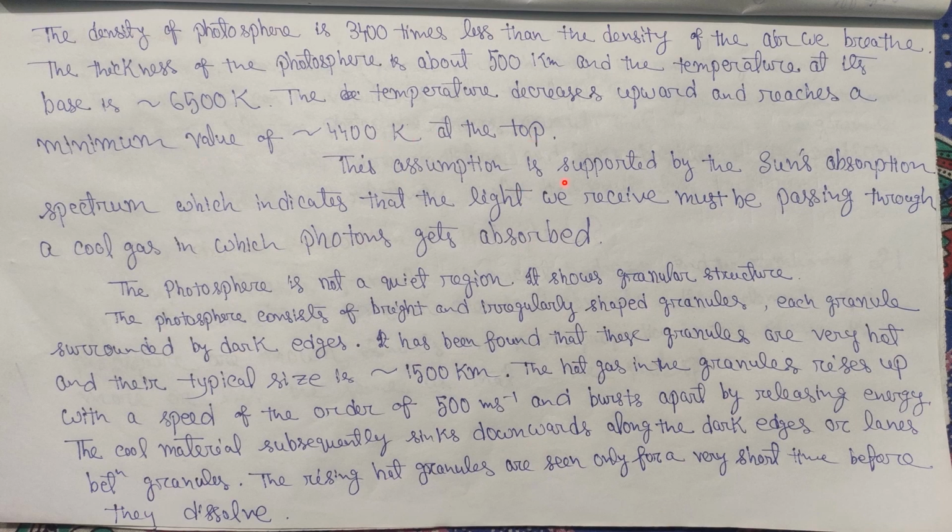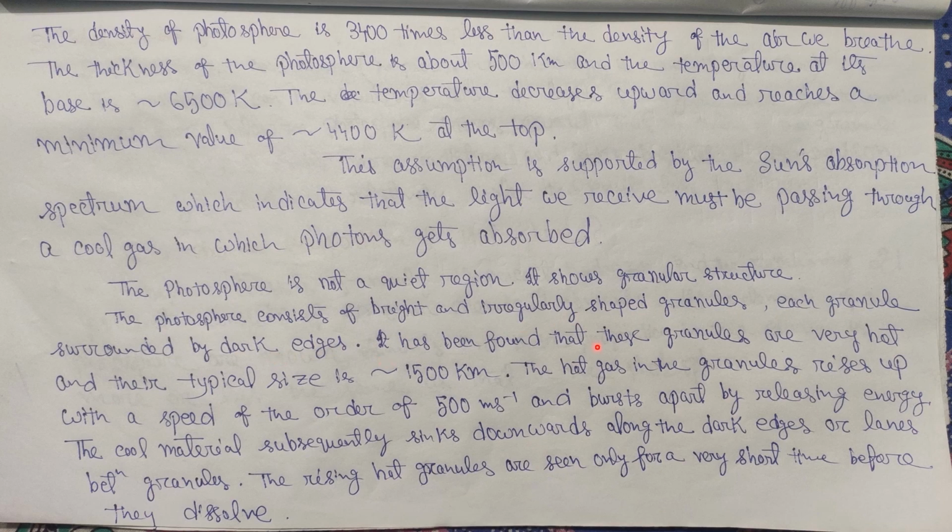This assumption is supported by the Sun's absorption spectrum, which indicates that the light we receive must be passing through a cool gas in which photons get absorbed. The photosphere is not a quiet region, it shows a granular structure. The photosphere consists of bright and irregularly shaped granules, each granule surrounded by dark edges.